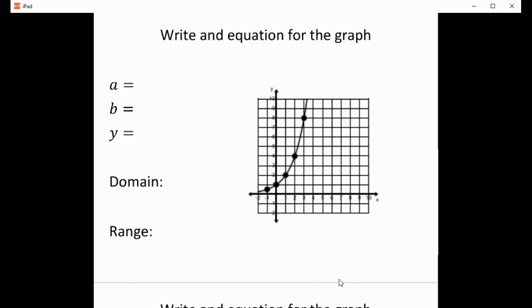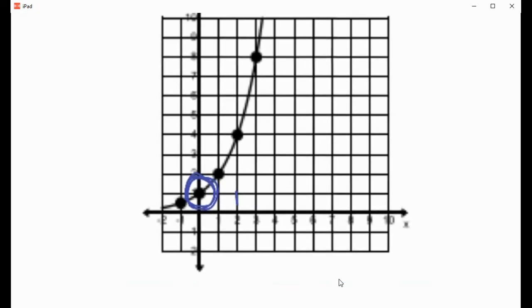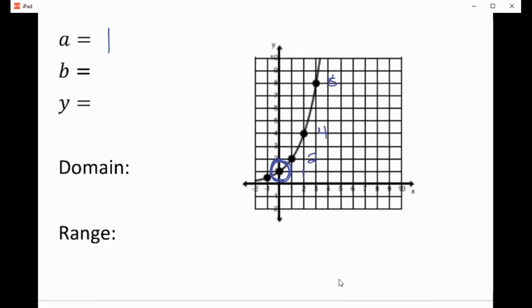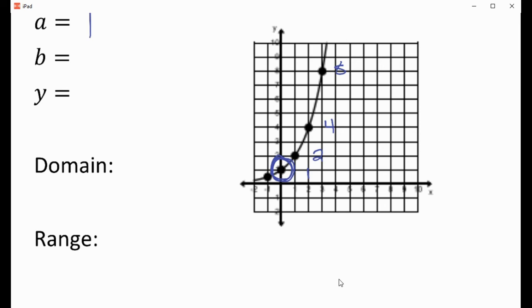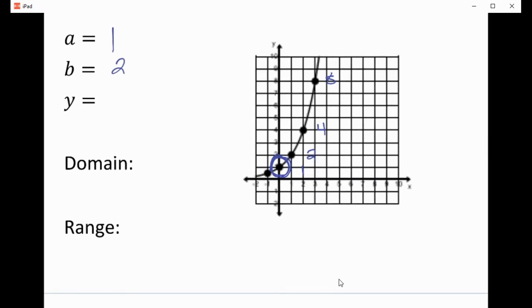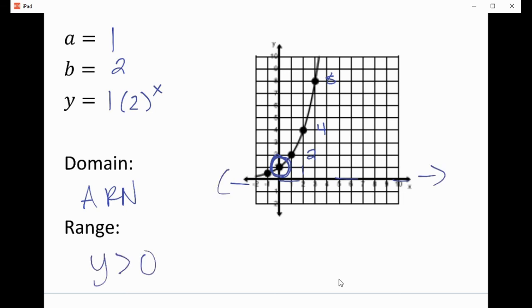Just as review, writing equations. A, remember, is your y-intercept. So in this case, it's 1. In this case, I go from 1 to 2 to 4 to 8, so I am multiplying by 2. So that is the equation 1 times 2 to the x. My domain will be all real numbers. And since I haven't transformed it, my asymptote is at 0, so it's just y is greater than 0 for the range.